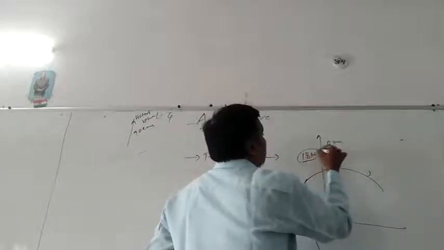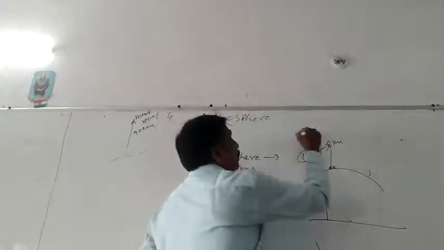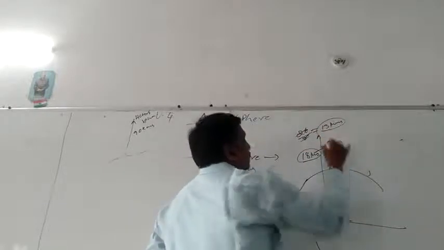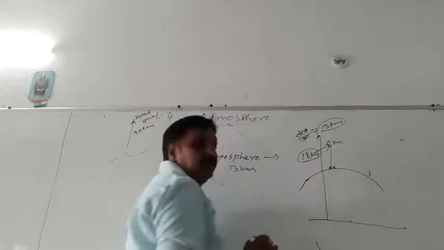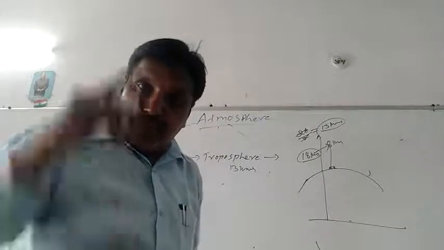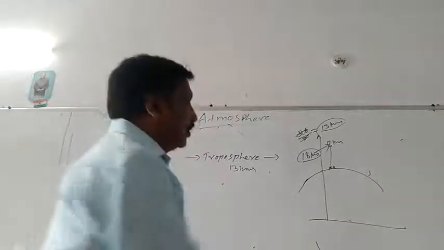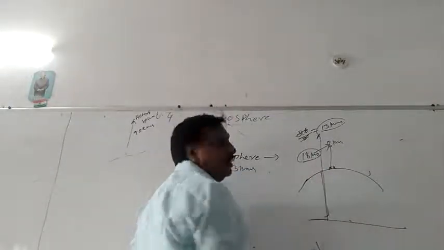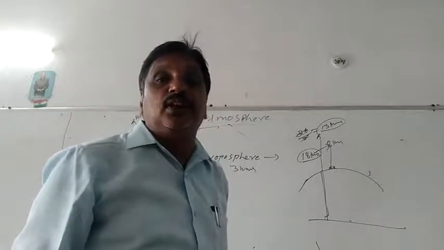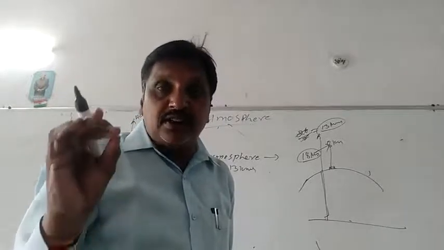18 plus 8, how much? 26. 26 divided by 2 is 13. The average distance between the surface of the Earth and troposphere is 13 kilometers. Why? Because the troposphere at the poles is 8 kilometers only, and from the equator it is 18 kilometers. To get the average distance, we do 18 plus 8, 26, 26 divided by 2, 13 kilometers. So the average height of troposphere from the surface of the Earth is 13 kilometers.